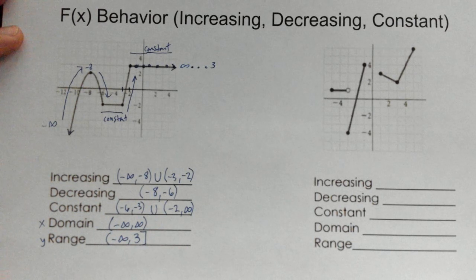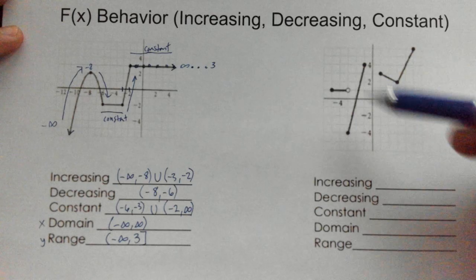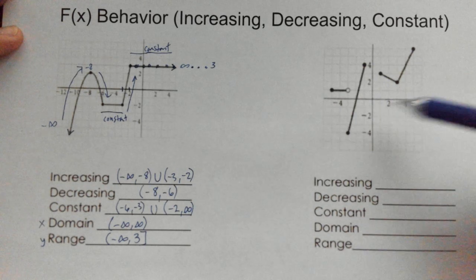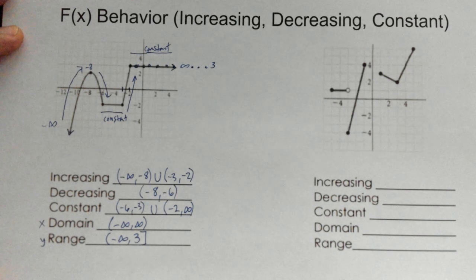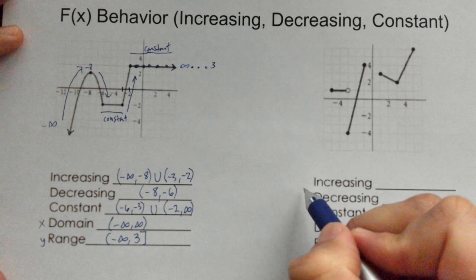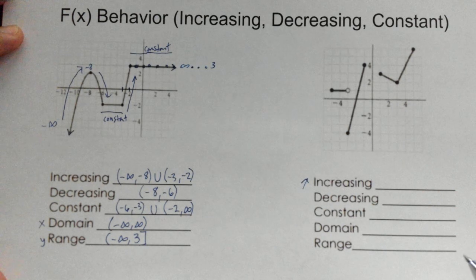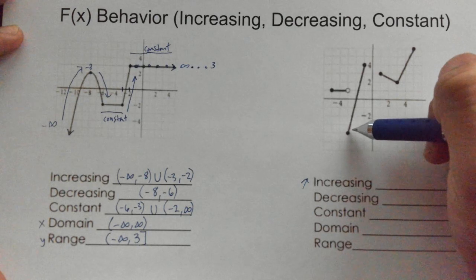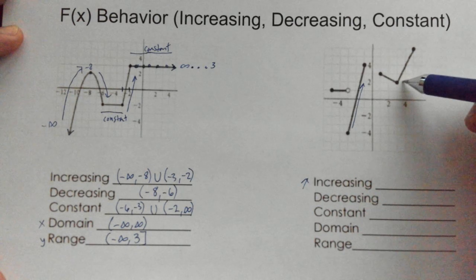So why don't you give this a pause and give the second one a try. Give this one a try. How would you describe this behavior? Let's start with increasing. The graph is going up in two locations. Here and here.